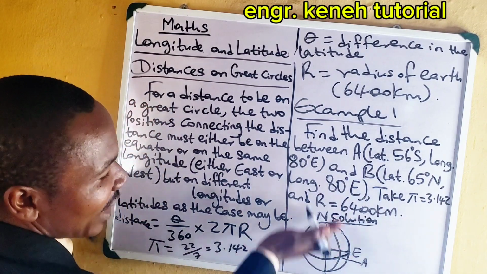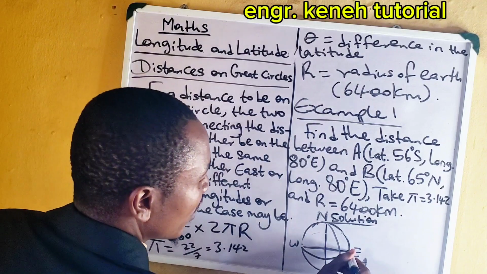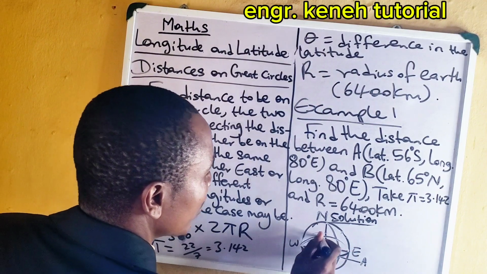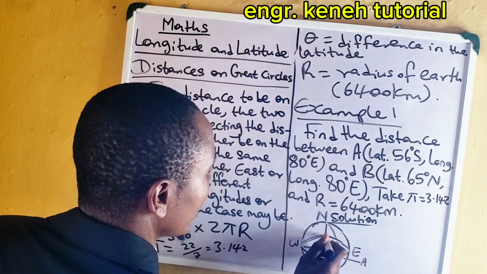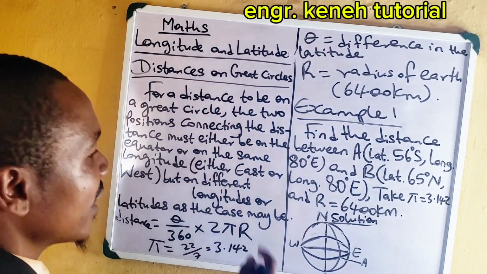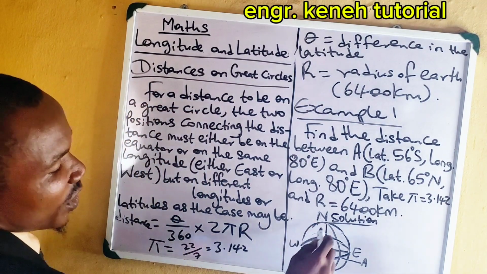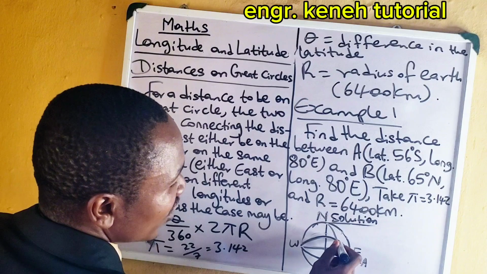65 degrees north. Look at north here, so latitude should be up here. We have something of this nature. Can you see it? Latitude here. And they say longitude 80 degrees east, which is like this. So they are going to meet somewhere here.